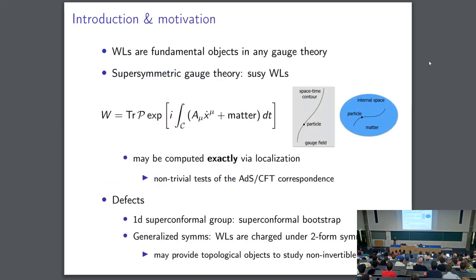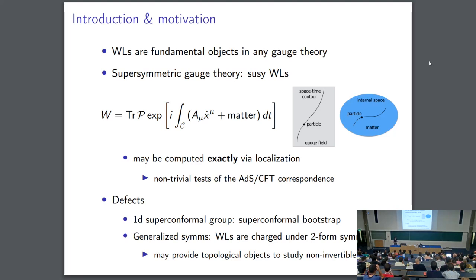Okay, so introduction and motivation. Wilson loops are fundamental objects in any gauge theory. But in particular, when we talk about supersymmetric gauge theory, we have a really special thing that we can play along with, which is the fact that we can construct these operators in such a way that they are supersymmetric. So they preserve some amount of the supersymmetry of the full theory.